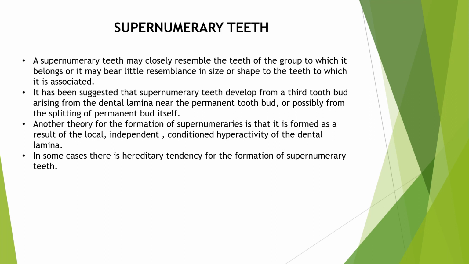In some cases, there is a hereditary tendency for the formation of supernumerary teeth. We have to remember that a supernumerary tooth is nothing but an extra or additional tooth that is present in the dentition. It can either resemble the tooth of the group to which it belongs, or it can have little resemblance in size or shape to the tooth with which it is associated.